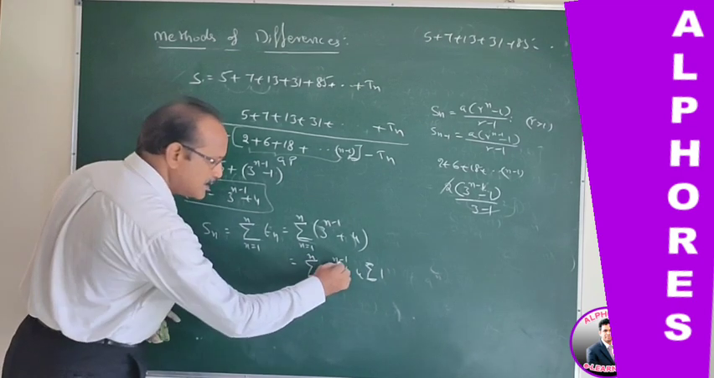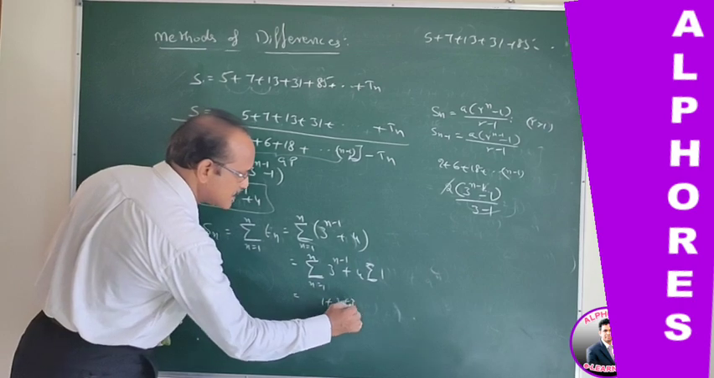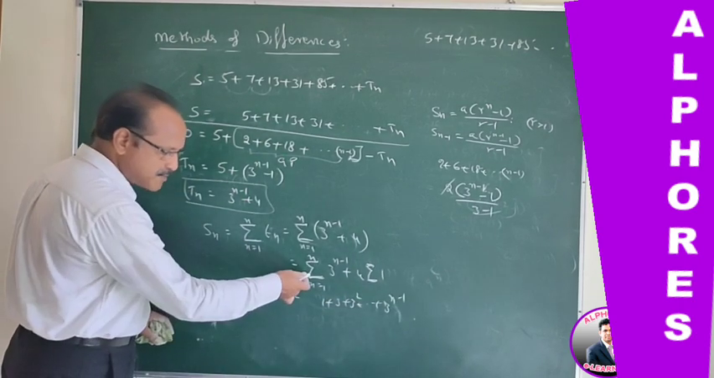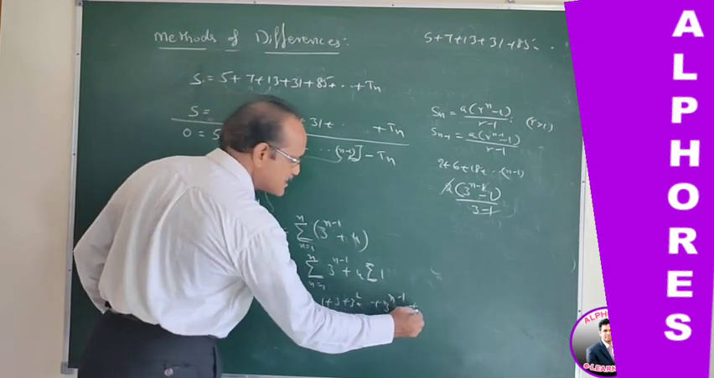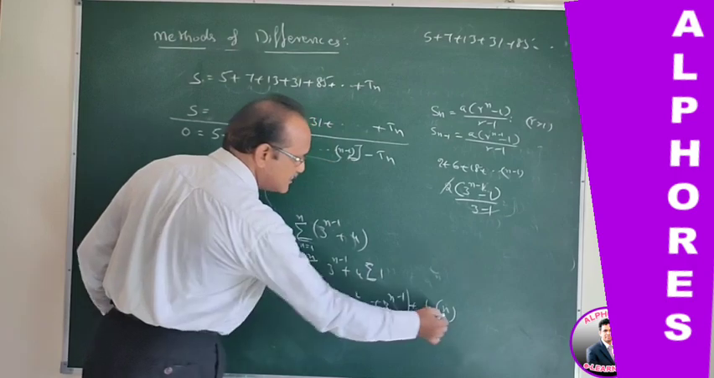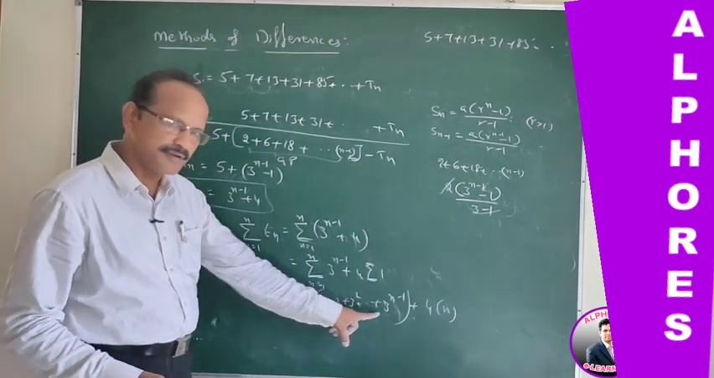You can write the expansion of the sigma for this one. That is, for n equal to 1, 3 power 0, that is 1, plus 3 plus 3 square plus so on up to 3 power n minus 1. I am expanding the sigma. Plus 4 of n, since sigma of 1 over n terms is n. Now this is also a GP.